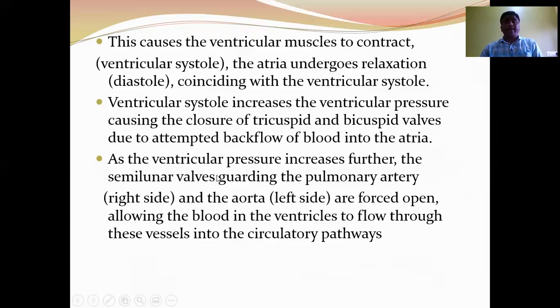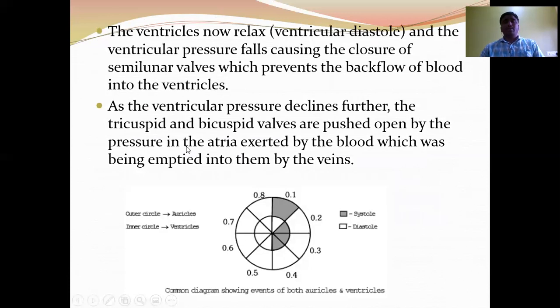Next, as the ventricular pressure increases further, the semilunar valves guarding the pulmonary artery and aorta are forced to open. Now blood enters the respective arteries, from the right ventricle into the pulmonary artery, and from the left ventricle into the aorta. Now the ventricles relax and the ventricular pressure falls, causing closure of the semilunar valves, which prevents backflow of blood into the ventricle.